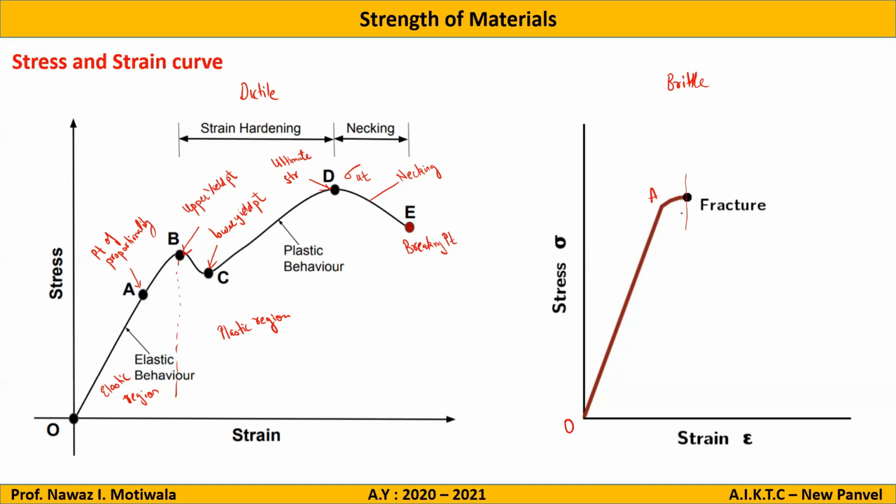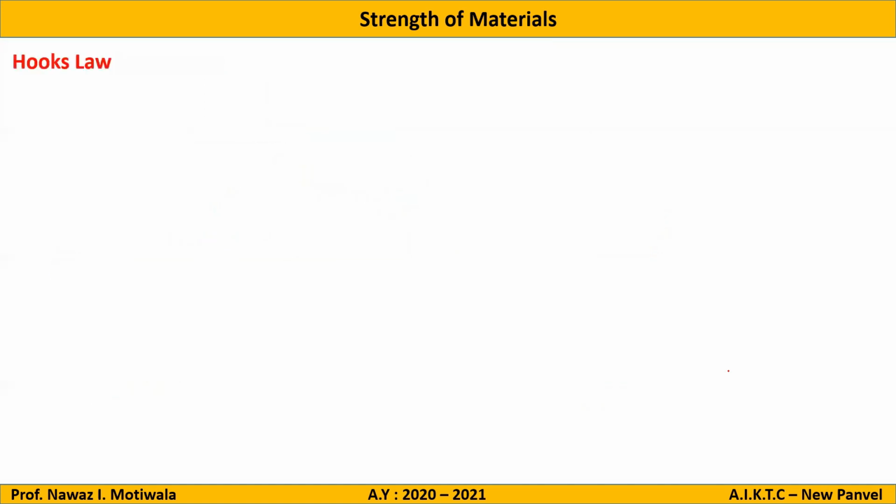So at the end of the elastic region only, the material will fail. That kind of material will be known as a brittle material, and this kind of curve is known as a stress strain curve for a brittle material. So hope you have got it. Now let us proceed to some other concepts, which is like this.